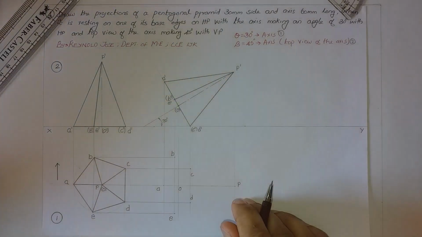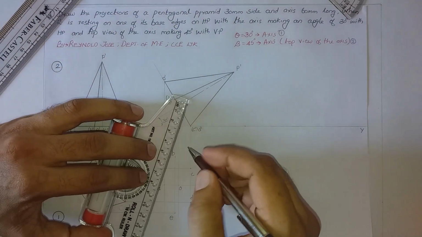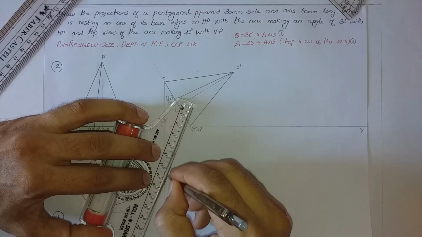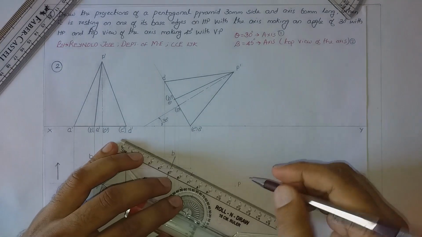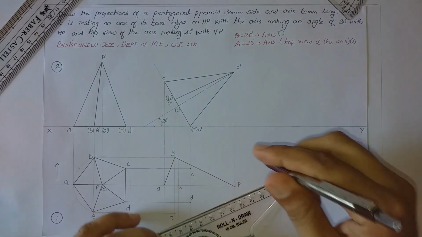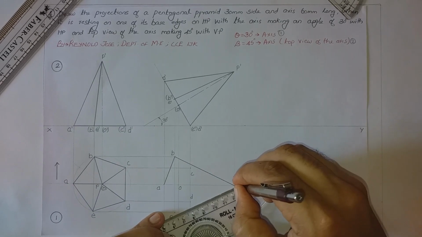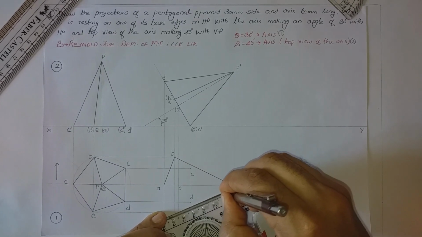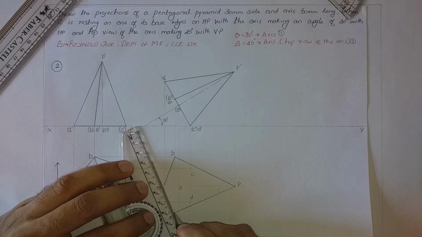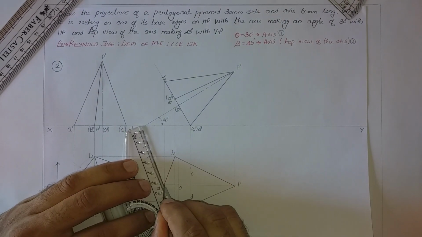Now we shall draw the outline starting from A. So AB, then BP, and from P to E, from E to A. So we have completed the outline.